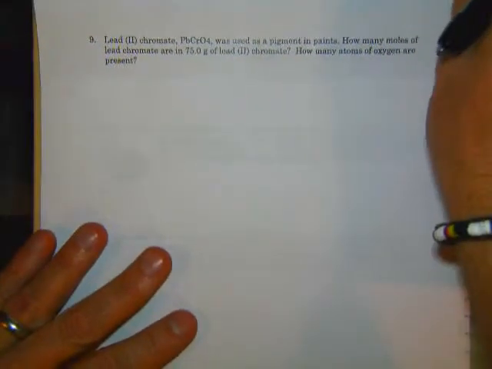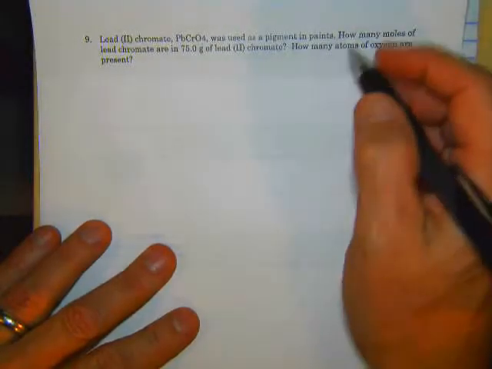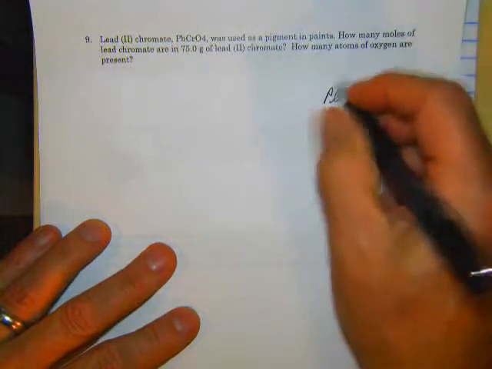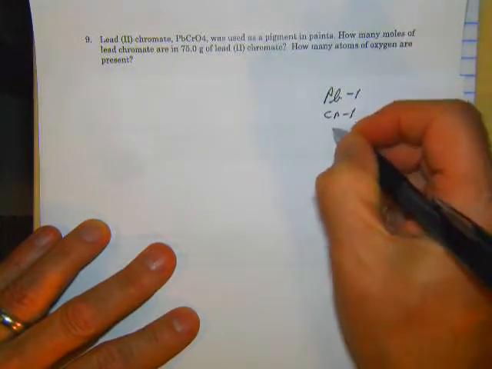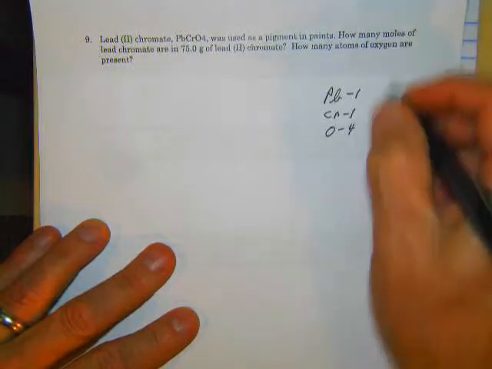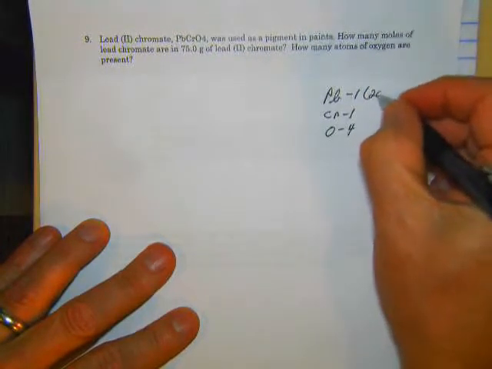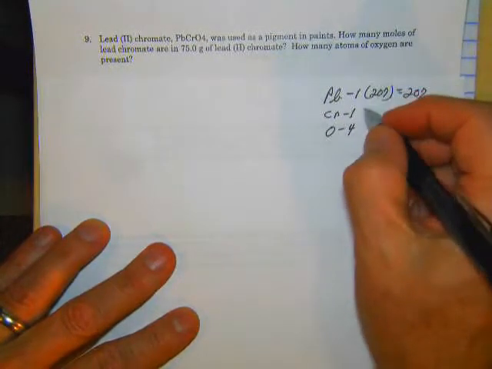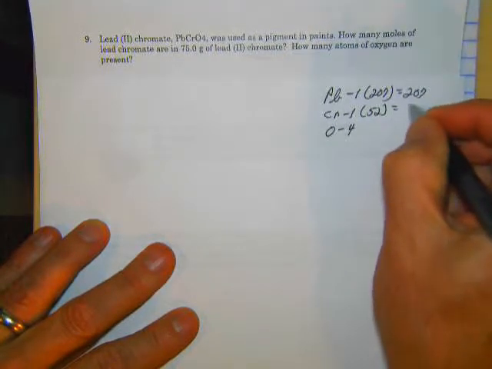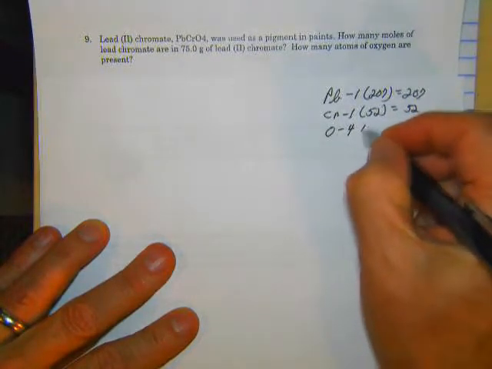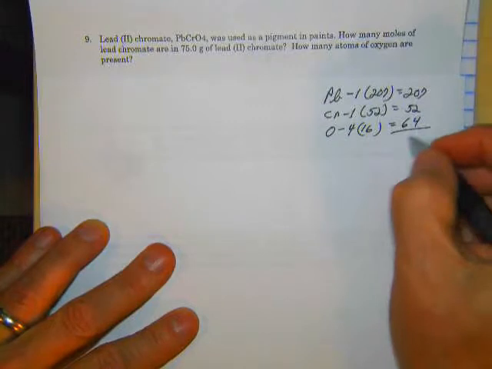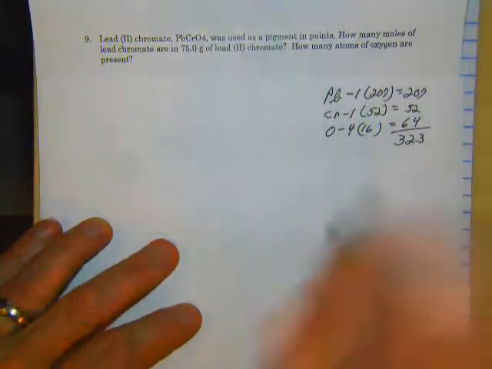Alright, again, we need to go through and find the formula mass of lead chromate. So we got Pb, we have 1, chromium we have 1, and oxygen we have 4. Lead's pretty heavy, so it's 207. Chromium is 52. And oxygen is 16 times 4 equals 64. And if we add that together, it comes out to 323.